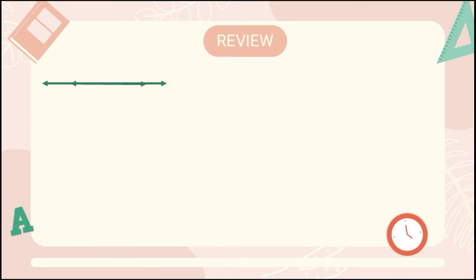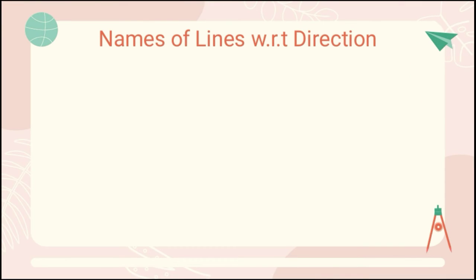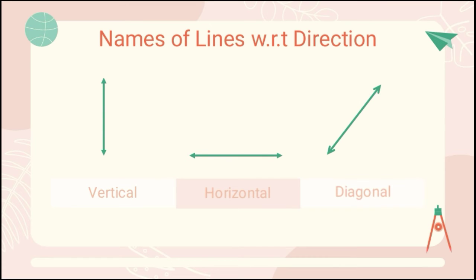A line extends indefinitely in both directions. A ray starts at its endpoint and goes indefinitely in one direction. And a line segment is a fixed part of a line. Name of lines with respect to their direction: vertical, horizontal, diagonal.